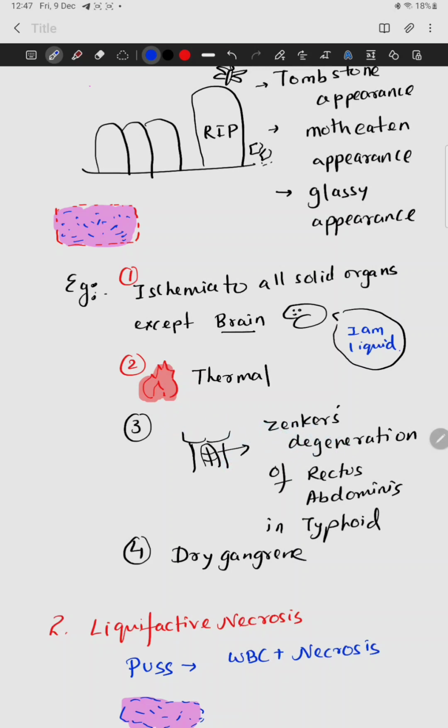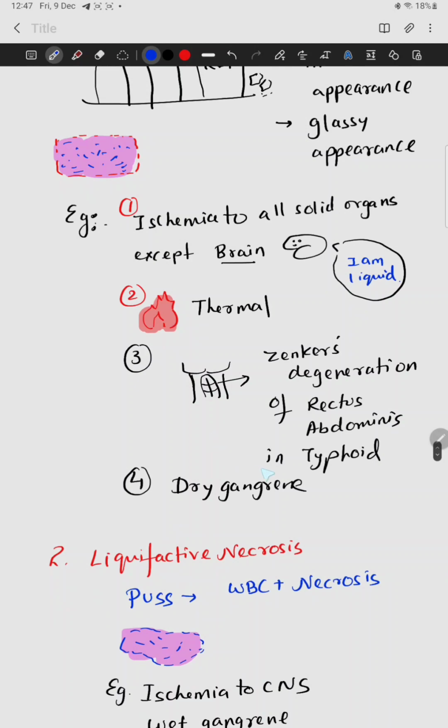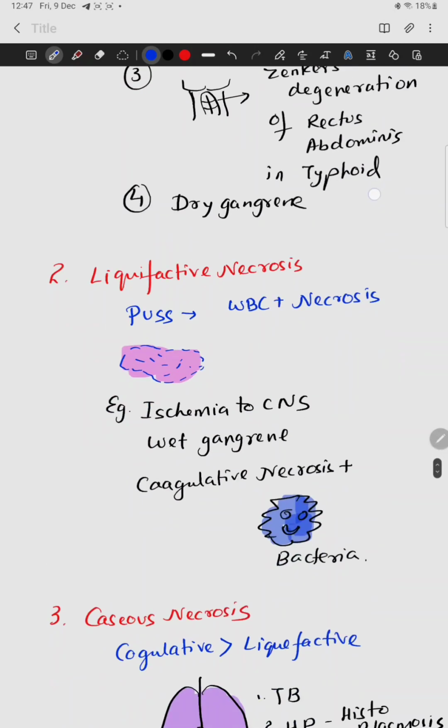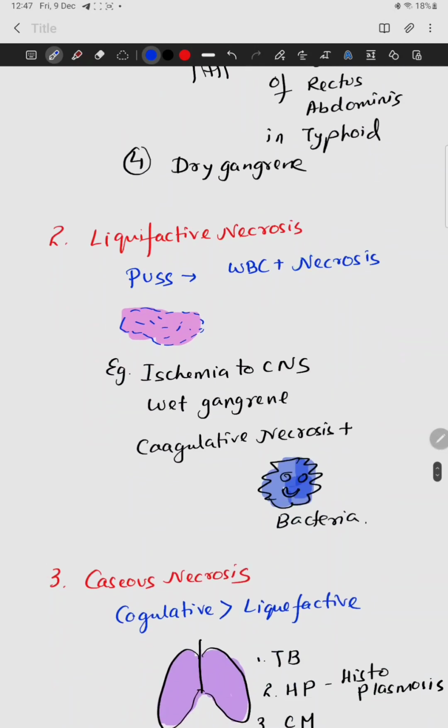Then he got very angry, hence fire. So remember thermal, right? Thermal injuries will also result in coagulative necrosis. And the gangrene, obviously we have the dry gangrene over here. Solids, they are dry, right? If it is wet, it should be liquid, right? So that is for the coagulative necrosis. We'll see the histology later.